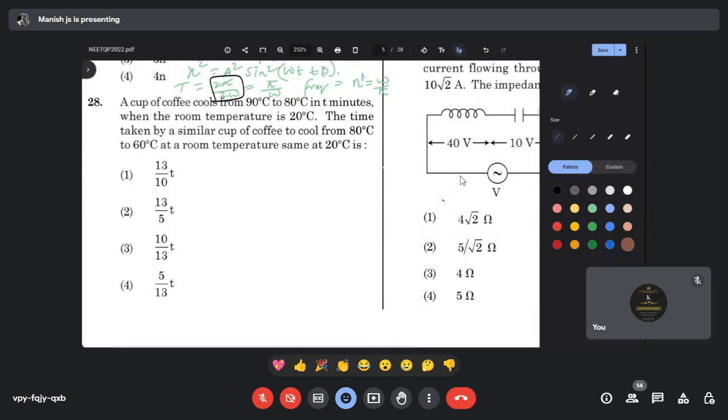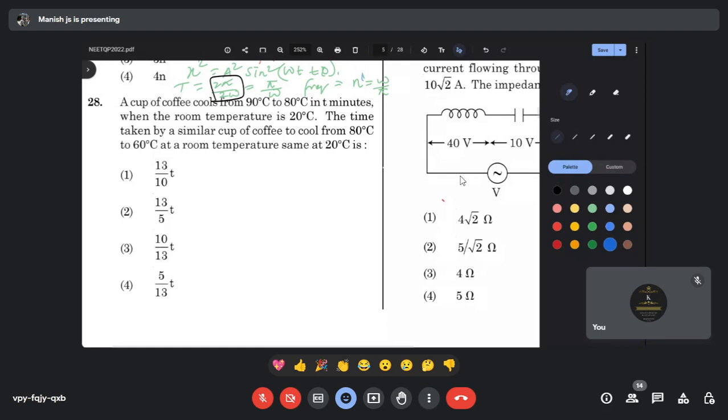You used the relationship, Newton's law of cooling, correct? So what is the relation you got? What did you use for Newton's law of cooling when you substituted the values? dq by dt is directly proportional to minus of (t minus ts), Newton's law of cooling, sir. Correct. Okay, so you can directly use Newton's law of cooling here.